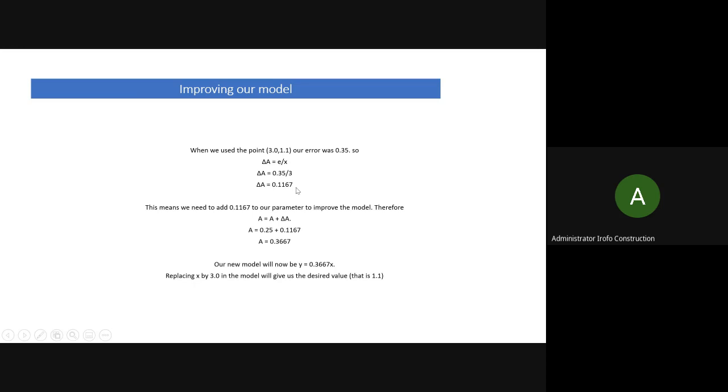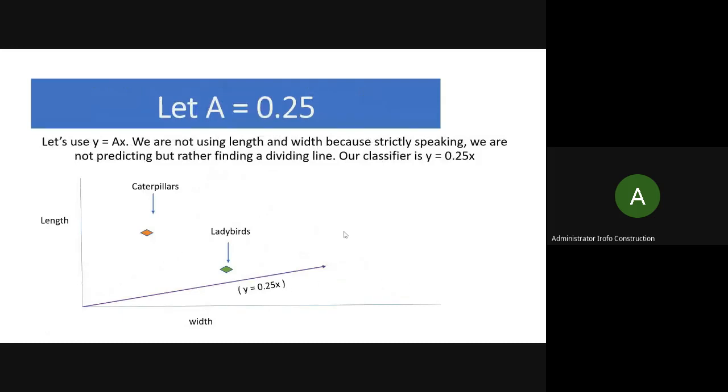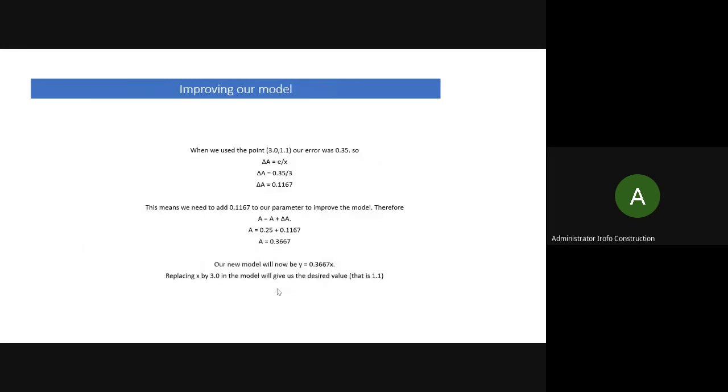So we should add this change of a to our original a, that's what you're doing here. 0.25 plus 0.1167 is equal to this value here. So that's our new a. So the new model or new function is now, instead of it being this one, the first time it was y is equal to 0.25x. This time we have improved it. So we are no longer going to use 0.25, but rather going to use 0.367.